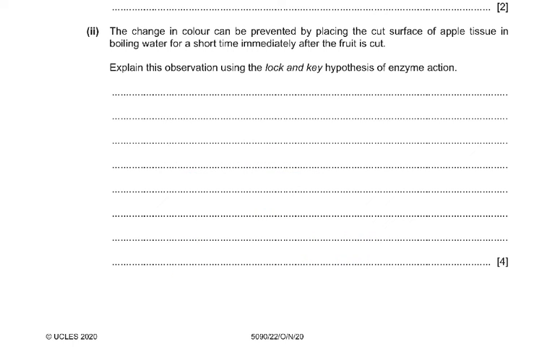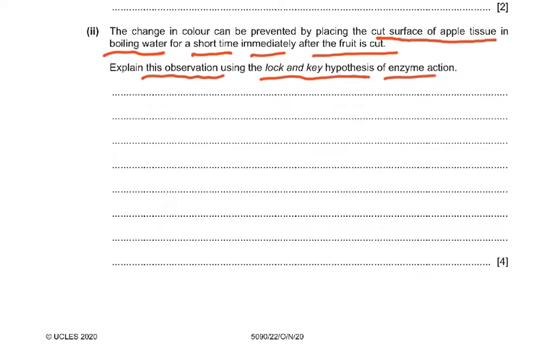Part 2 of the question says the change in color can be prevented by placing the cut surface of the apple tissue in boiling water for a short time immediately after the fruit is cut. Now explain this observation using the lock and key hypothesis of enzyme action. Well, it makes sense. It's an enzyme which brings about this change to the brown color. So if you place it in boiling water, of course it's going to denature the enzyme, and the enzyme will not be able to work, so it won't turn brown. So you had to explain this using the lock and key hypothesis.